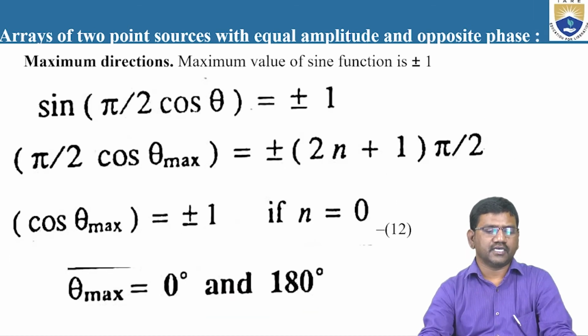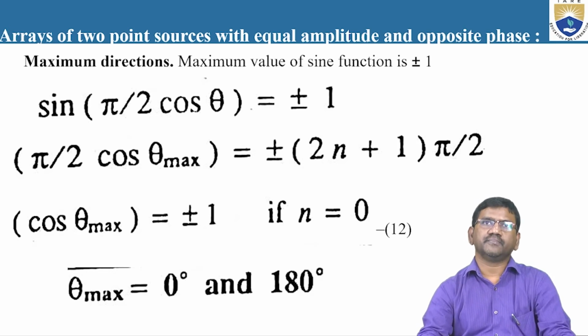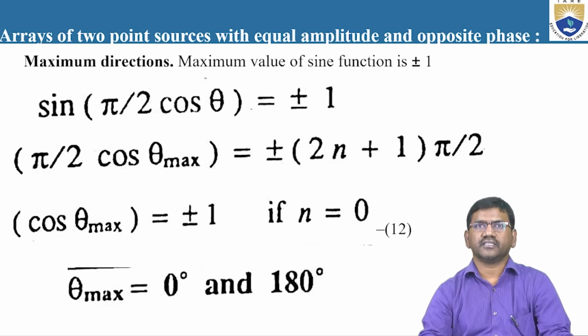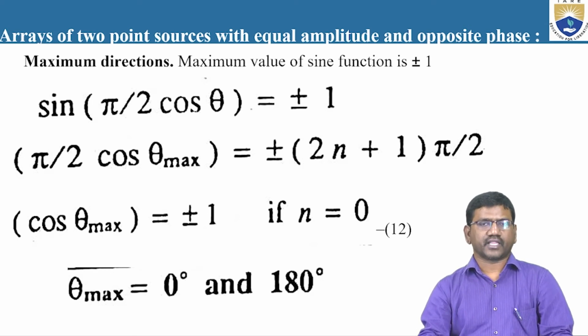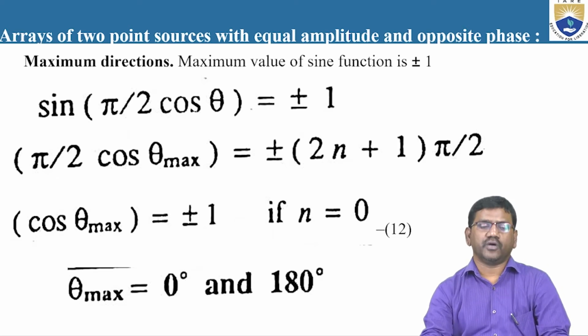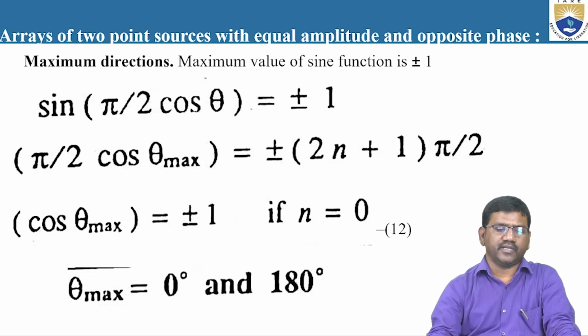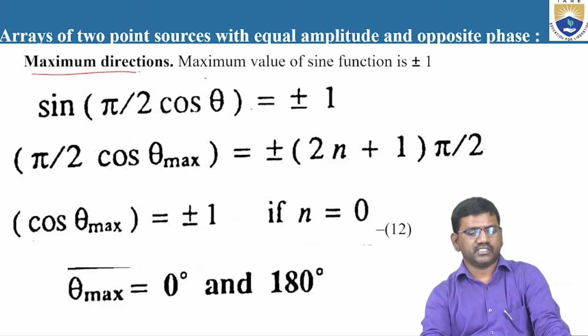Now let us find out the maximum in order to draw the radiation pattern. If we want to draw the radiation pattern of 2 point sources of equal amplitude and opposite phases, we need to find out in which direction the radiation pattern is maximum, in which direction it is minimum, and in which direction the half power points are located. That means the HPPD, maxima and minima, these three we need to find out to draw the radiation pattern between the 2 point sources.